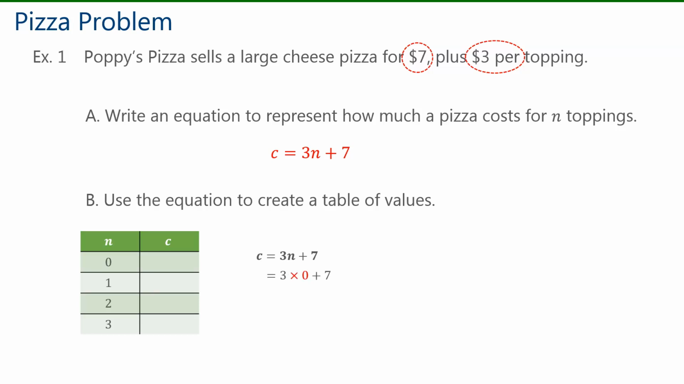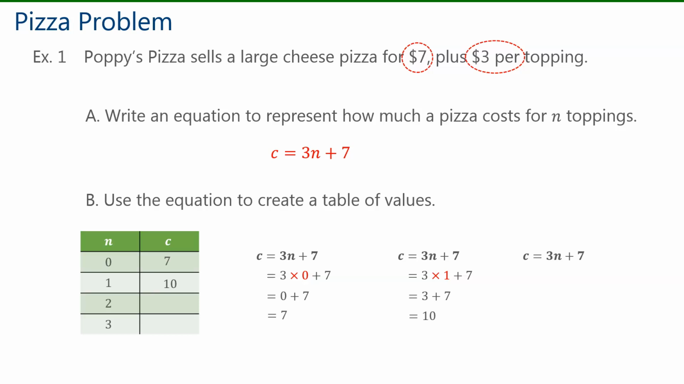First, if you buy a pizza with 0 toppings, you substitute 0 in, and 3 times 0 is 0. 0 plus 7 equals 7. So you're still going to pay $7 for a basic cheese pizza with no toppings. If we get 1 topping, we substitute 1 into the equation. 3 times 1 is 3, and 3 plus 7 is 10. It would cost $10 to get a pizza with 1 topping.